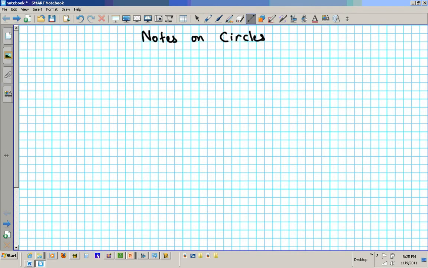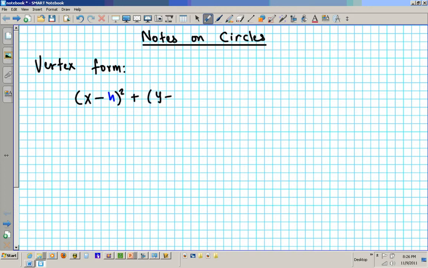Alright, write this down. First thing we're going to go into is the vertex form of a circle. So, vertex form. The vertex form of a circle is given by (x - h)^2 plus, notice this is a plus, (y - k)^2 equals r^2.